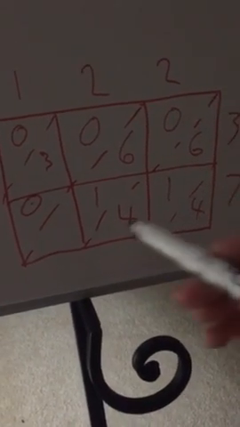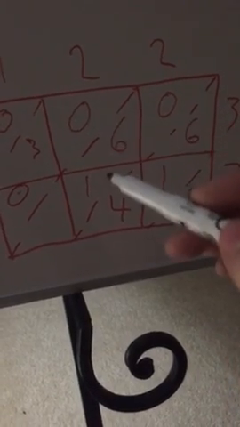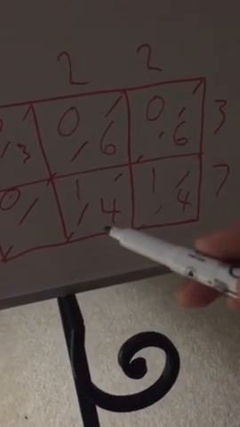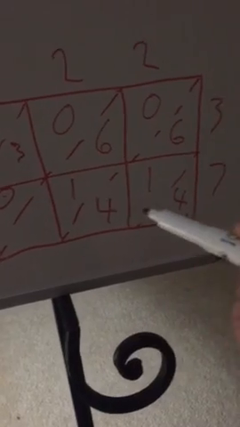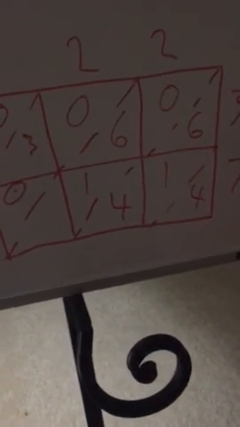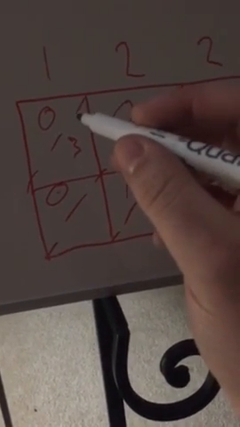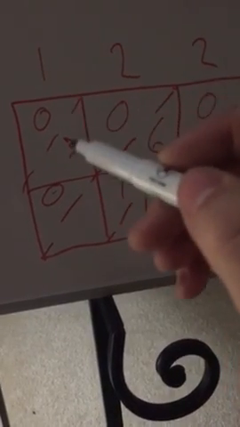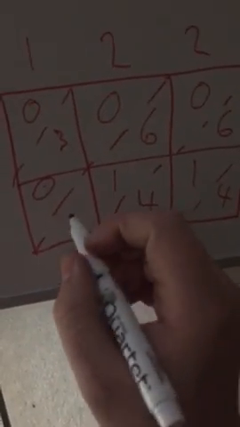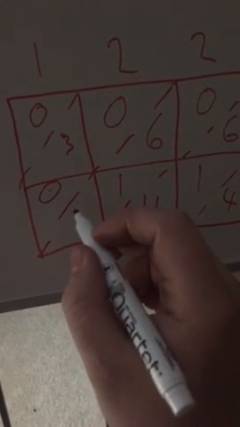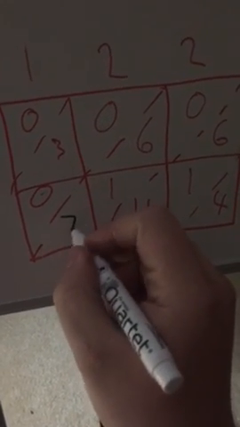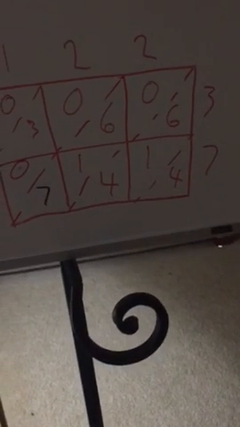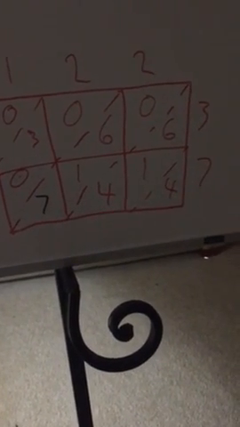Then as you continue on, we have another 6 with a 0 as a placeholder for 3 times 2, and another 14, and then we have 3 times 1, which is a 3 with a 0 as a placeholder, and a 7 times 1, which is a 7 and a 0 as a placeholder.